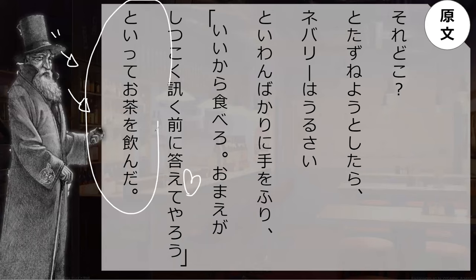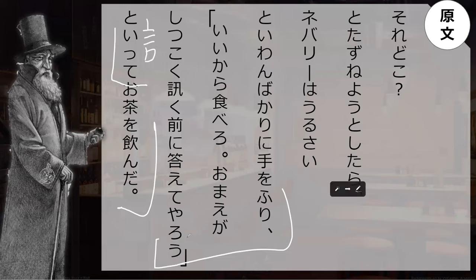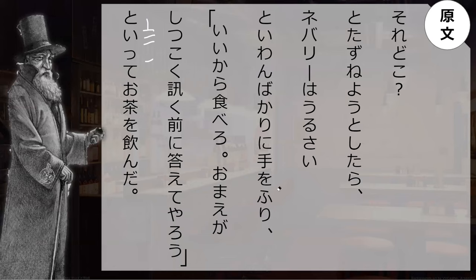And then what's the next part? This whole sentence. And then the next part says, to ite, ocha o nonda. So, what is ite? It's this iite kanji. What does ocha o mean? He said, and then he drank his tea. Perfect. Okay. Now you have a minute for your other questions.